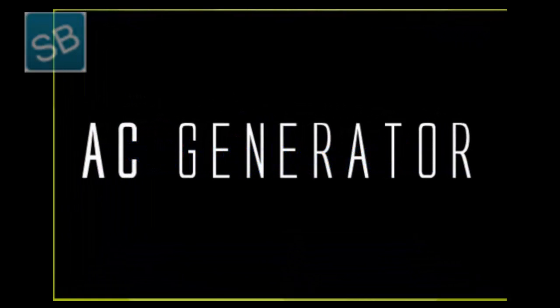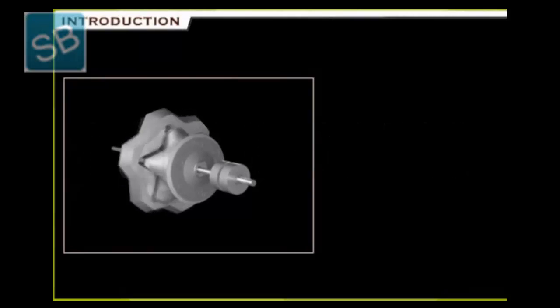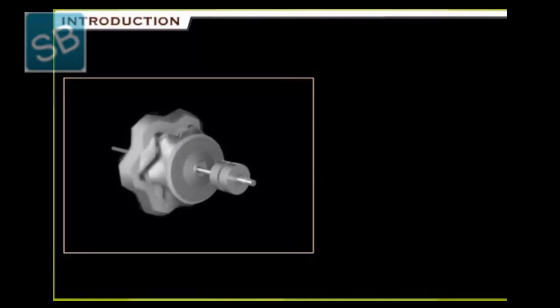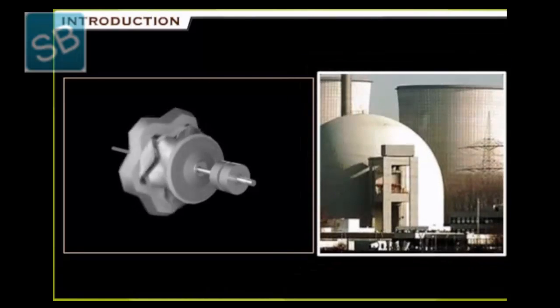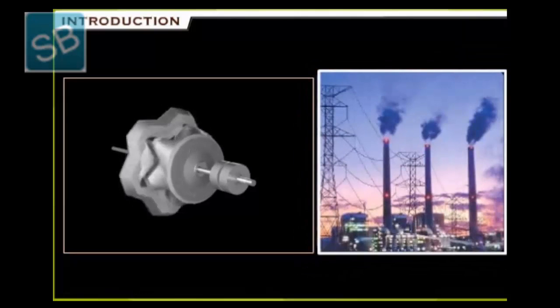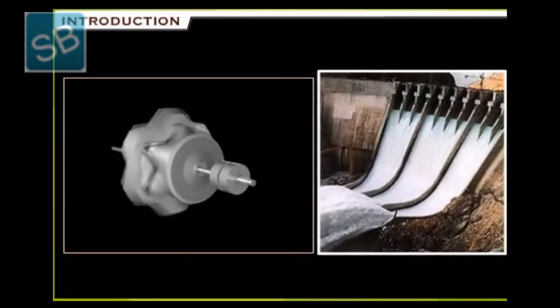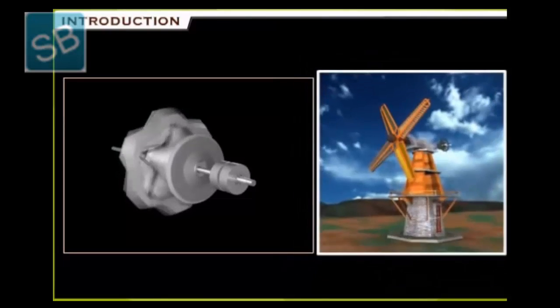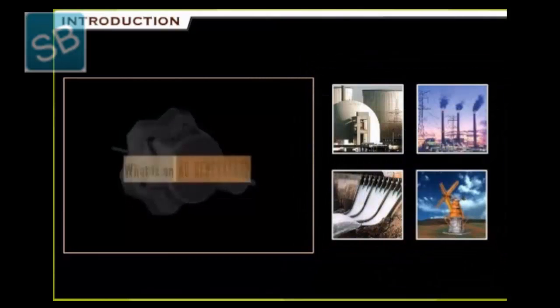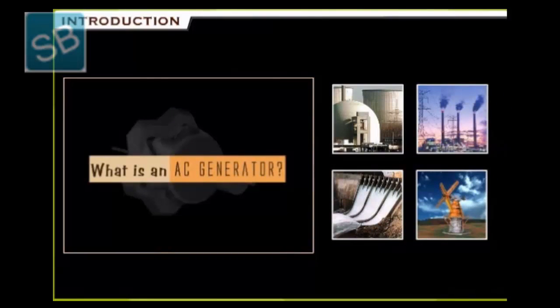Let's start the new topic, AC generator, by watching this animation. See, the AC generator is a simple machine which is used to convert mechanical energy to electrical energy. See, this thermal power station is shown in this figure, and many other power stations in which the AC generator is used.